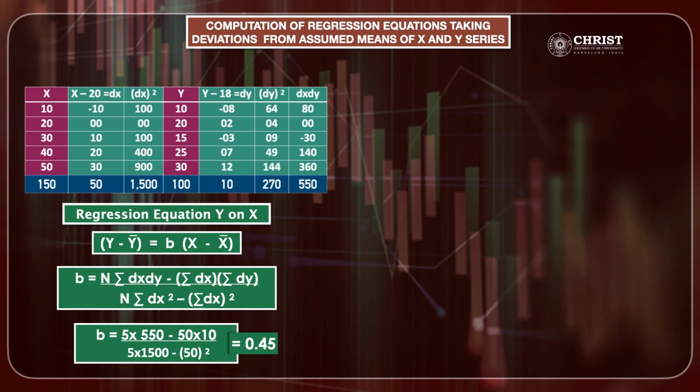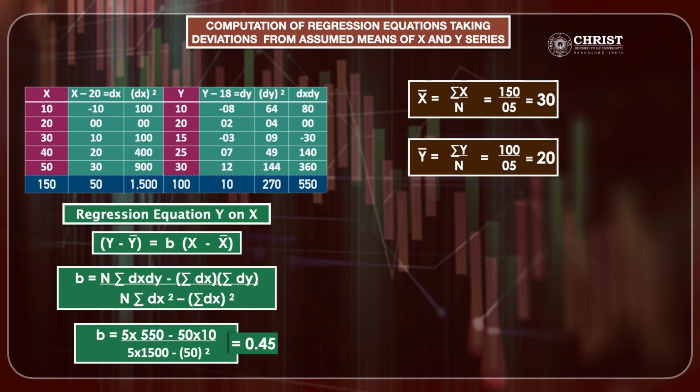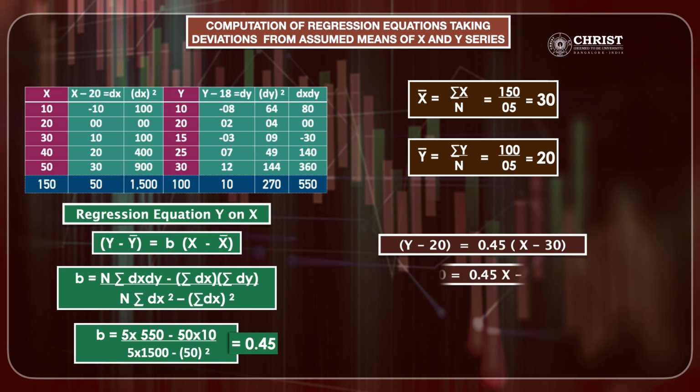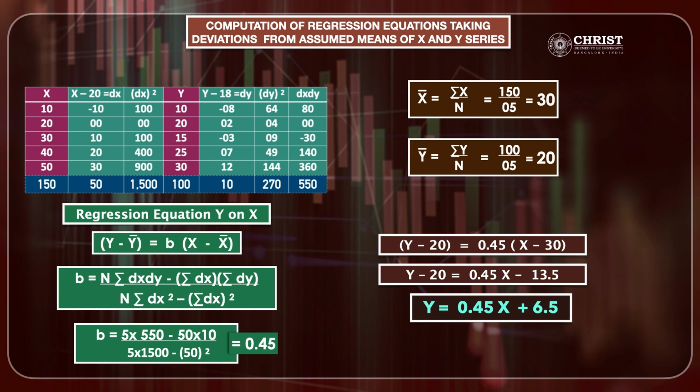Now, we have to substitute the values in the equation to find out the regression equation y on x. Remember that the actual mean values we have to use, that is y minus 20 is equal to 0.45 into x minus 30. That is y minus 20 is equal to 0.45x minus 13.5. So, the regression equation y on x is y is equal to 0.45x plus 6.5.